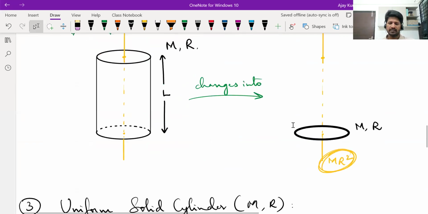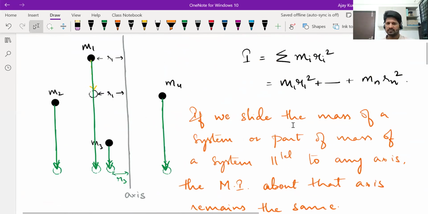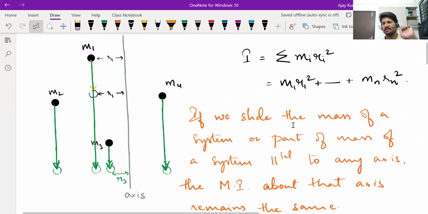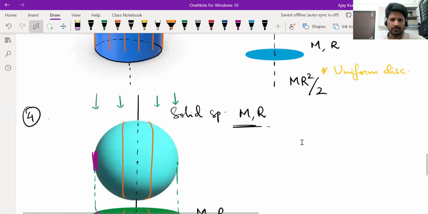So remember this idea about moment of inertia. You can slide mass of the system, the entire mass of the system or some parts of the system parallel to any axis, and that won't disturb its moment of inertia about that axis. Because when you slide particles parallel to an axis, you're not bringing them closer to the axis, nor are you taking them farther from the axis. So that won't affect the moment of inertia. Okay.